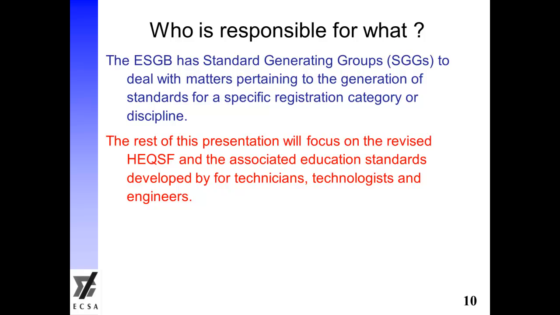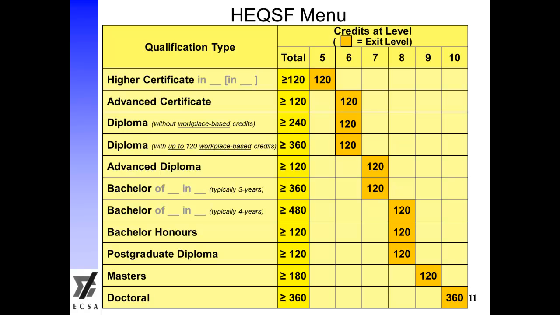The rest of this presentation will focus on the revised HEQSF and the associated education standards developed for technicians, technologists, and engineers. Here you can see an overview of the qualification types, levels, and minimum credits as specified in the HEQSF. In other words, the HEQSF menu. For example, the higher certificate is at level 5, should have a minimum of 120 credits, of which at least 120 should be at level 5.